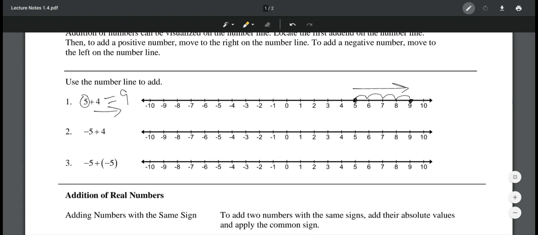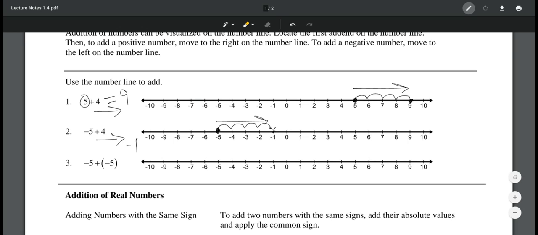Now, in number 2, I'm going to locate negative 5 first, and then I'm going to move to the right because I'm adding 4. So 1, 2, 3, 4. So my outcome would be negative 1.